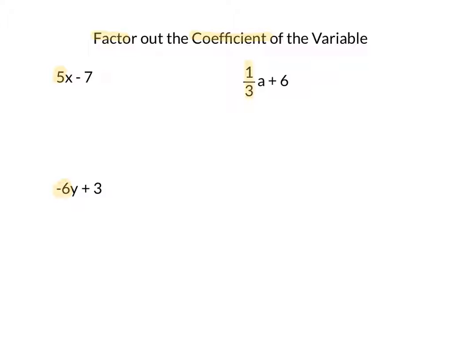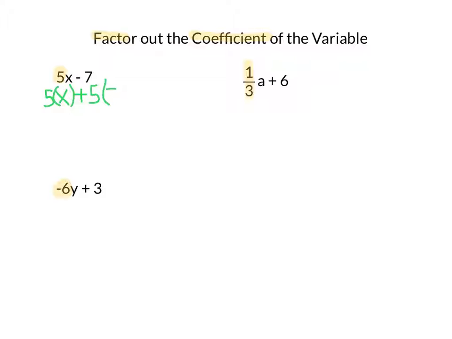So if I'm going to factor out 5, well, the first term, that's easy. It's 5 times x. But then this is the hard one. I'm going to go ahead and leave it plus 5. You can write minus 5 if you want, but I want to put my minus on the inside. But 5 times what equals negative 7?